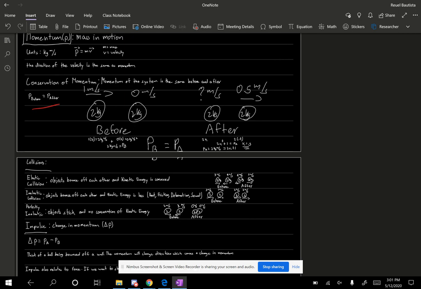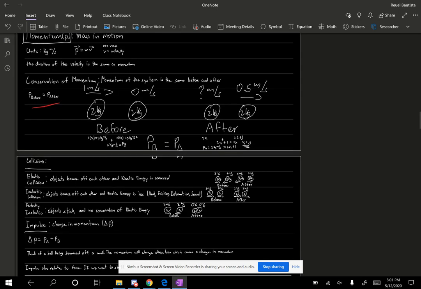Okay, so here I have an object. The only thing that has momentum before is the 2-kilogram object moving at 1, so you do 1 times 2. The momentum of this is 2, the momentum of the other is 0. So the momentum of the entire system together is 2. So P before is equal to 2. Since we have the conservation of momentum, the P after must also be 2.